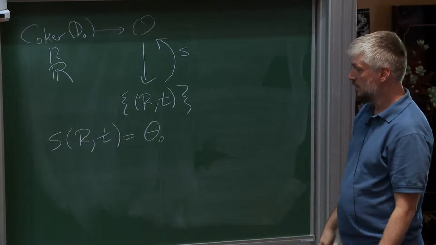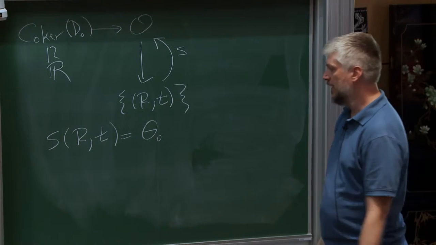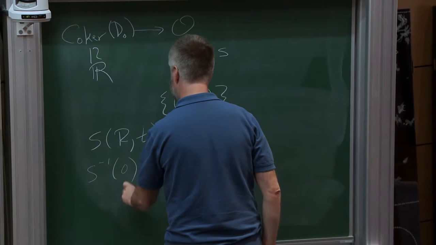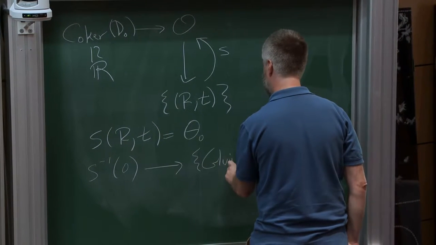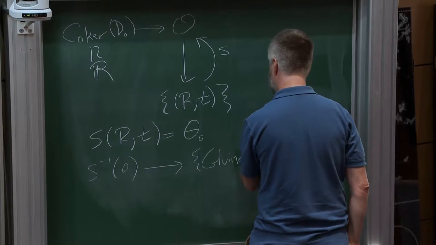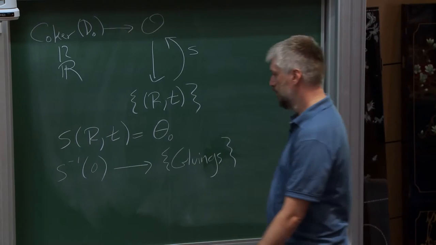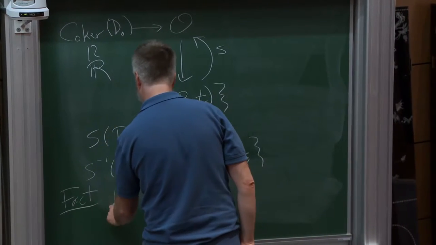So that's the obstruction. And then this construction defines a map from the zero set of S to the set of gluings, the set of flow lines that are close to breaking. And then a non-trivial fact, which I won't attempt to explain here, is that this is a homeomorphism.